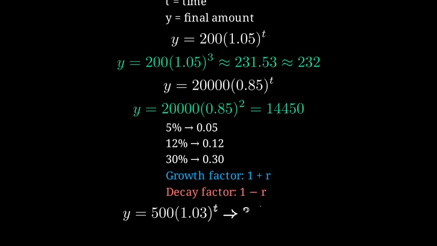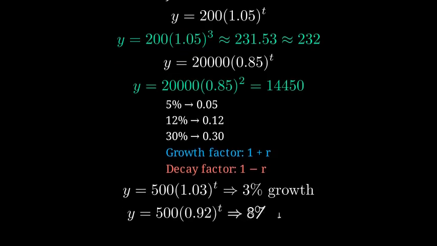If the equation is y equals 500 times 1.03 to the power t, the growth rate is 3%. If the equation is y equals 500 times 0.92 to the power t, the decay rate is 8%.